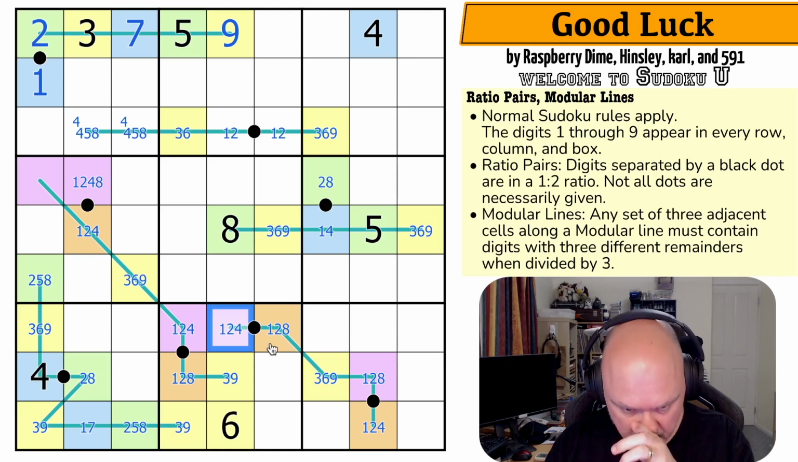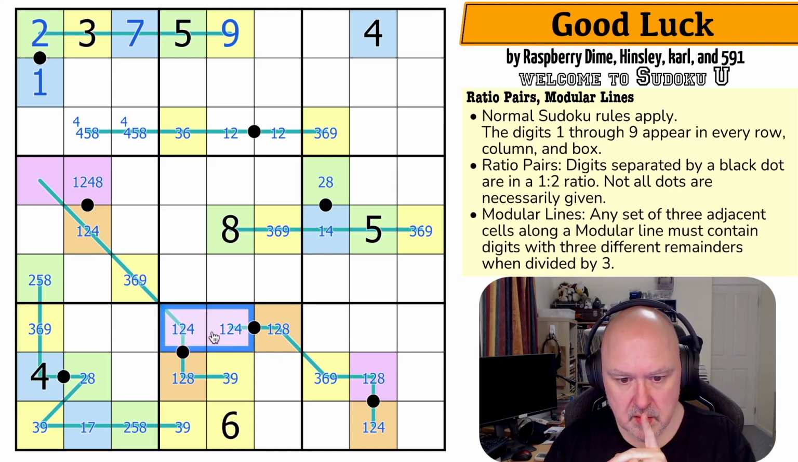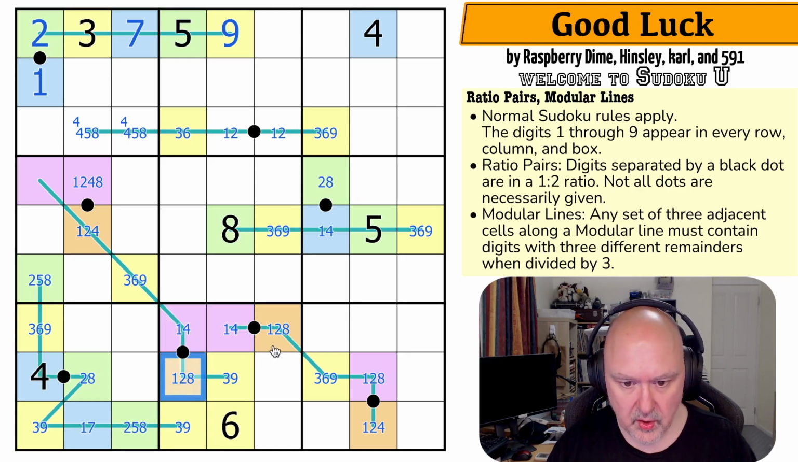So this has to be the 1-4 because these are the same and the only green digit in there is 2. So this is the 1-4 and this is the 2-8, giving me a 2-8 pair, making that the 1, which means that is a 2.